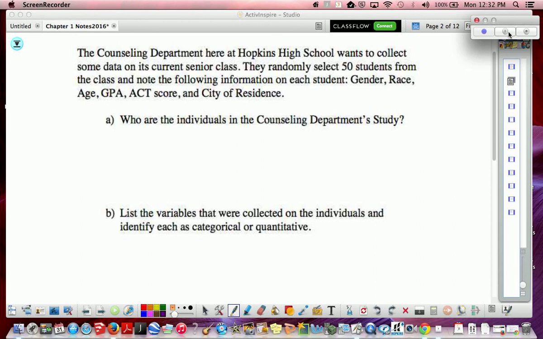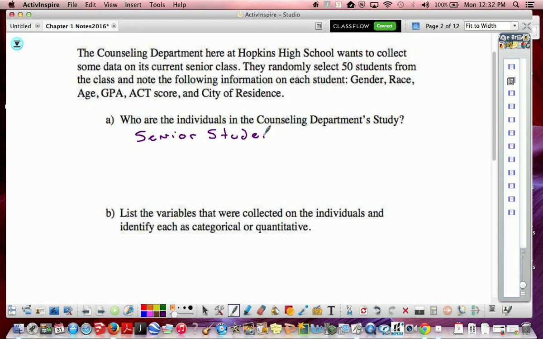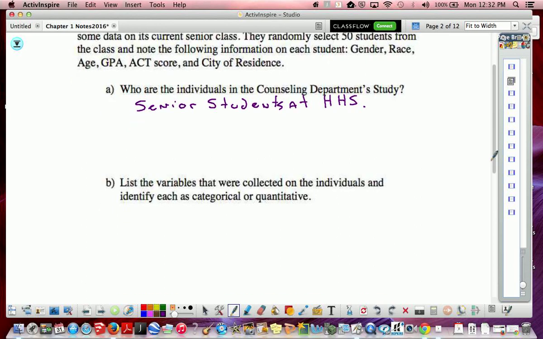Alright, let's check to see how you guys did here. A says, who are the individuals in the counseling department study? Who are individuals? Specific, not just students, but senior students, where are they located at? At Hopkins High School. Senior students, I should put plural, I always forget S's.